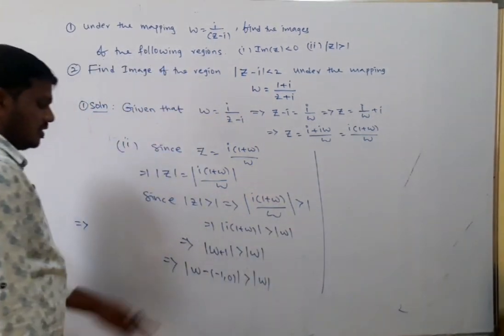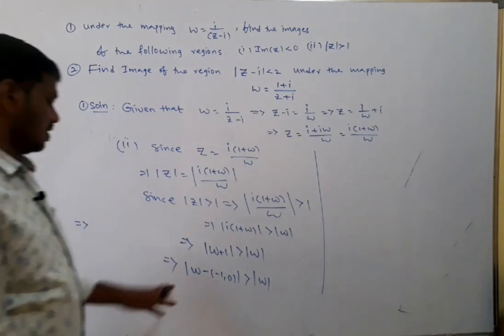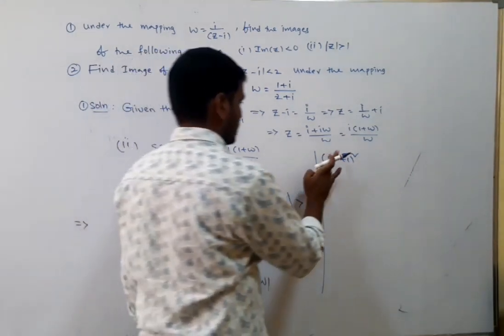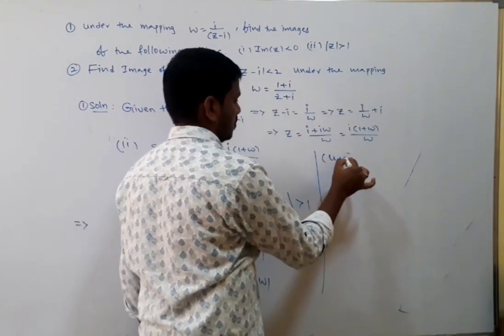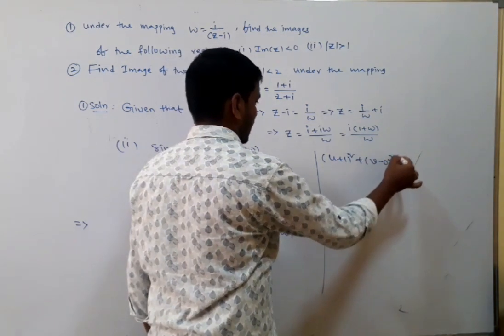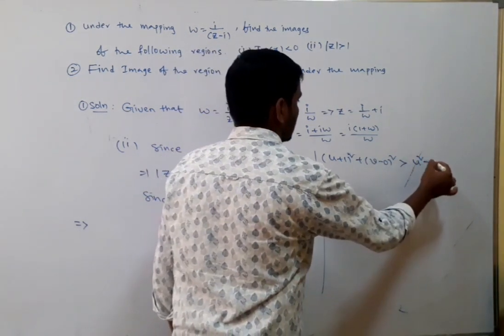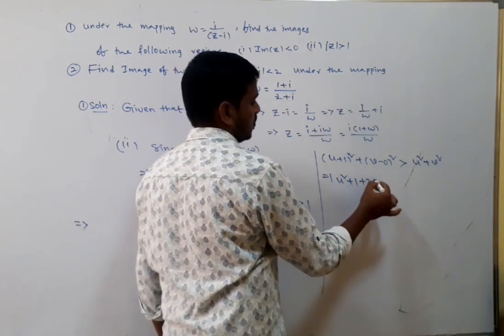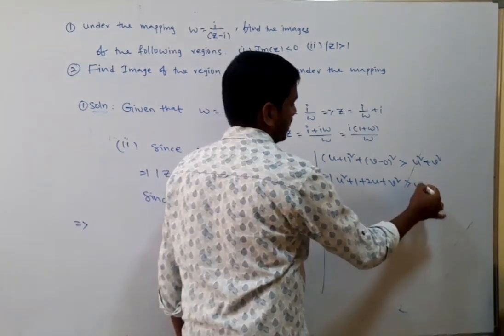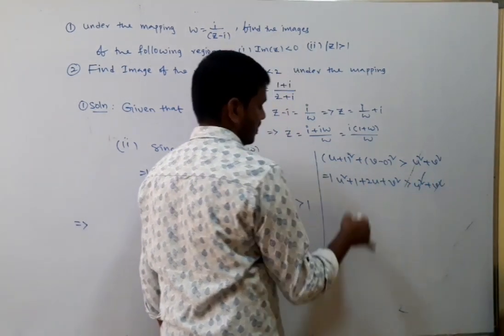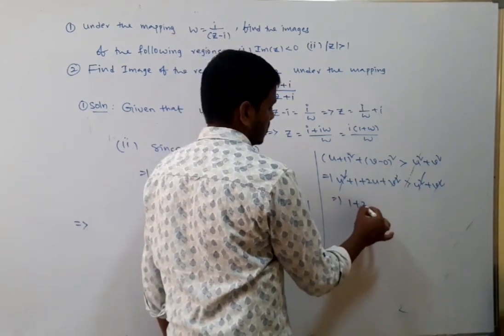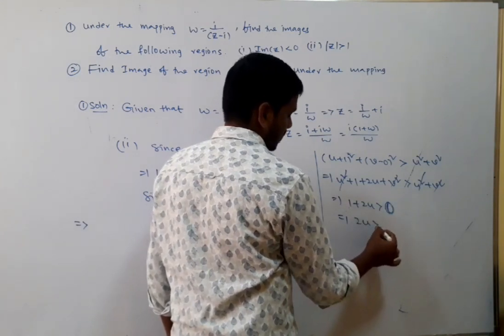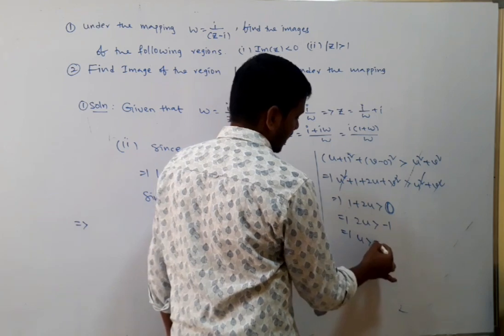So with center at minus 1 comma 0, if you expand this, u plus 1 whole square plus v minus 0 whole square is greater than u square plus v square. So this can be written as u square plus 1 plus 2u plus v square is greater than u square plus v square. Both sides u square and v square get cancelled. 1 plus 2u is greater than 1, that implies 2u is greater than 0, so u is greater than minus 1 by 2.